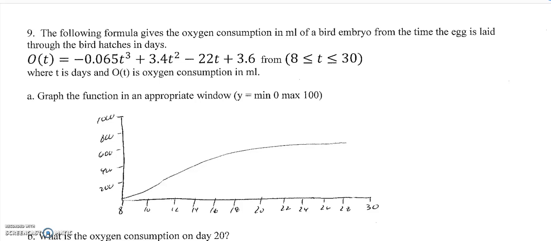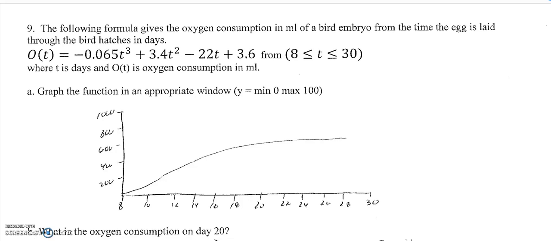Question 9. The following formula gives the oxygen consumption in milliliters of a bird embryo for the time the egg is laid through the bird hatches in days. So we have O of t equals negative 0.065 t cubed plus 3.4 t squared minus 22t plus 3.6 from t of 8 to 30. So remember, our input t is in days and our output is oxygen consumption in milliliters.